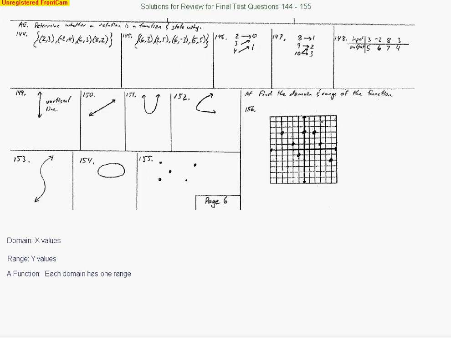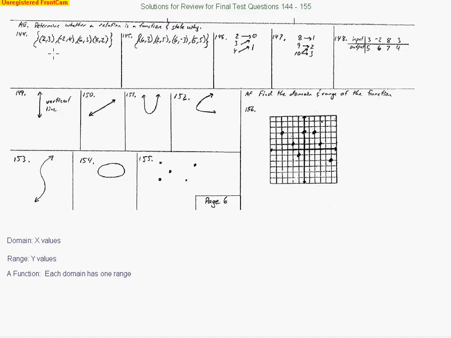These are the solutions for the review for the final test, questions 144 through 155. So these are dealing with functions, and I wrote down here what a function is. A function in short terms is just each domain has one range. So what's a domain? Well, domains are the x values, that's what it says here, and range values are the y values. So let's take a look at our problem up here.